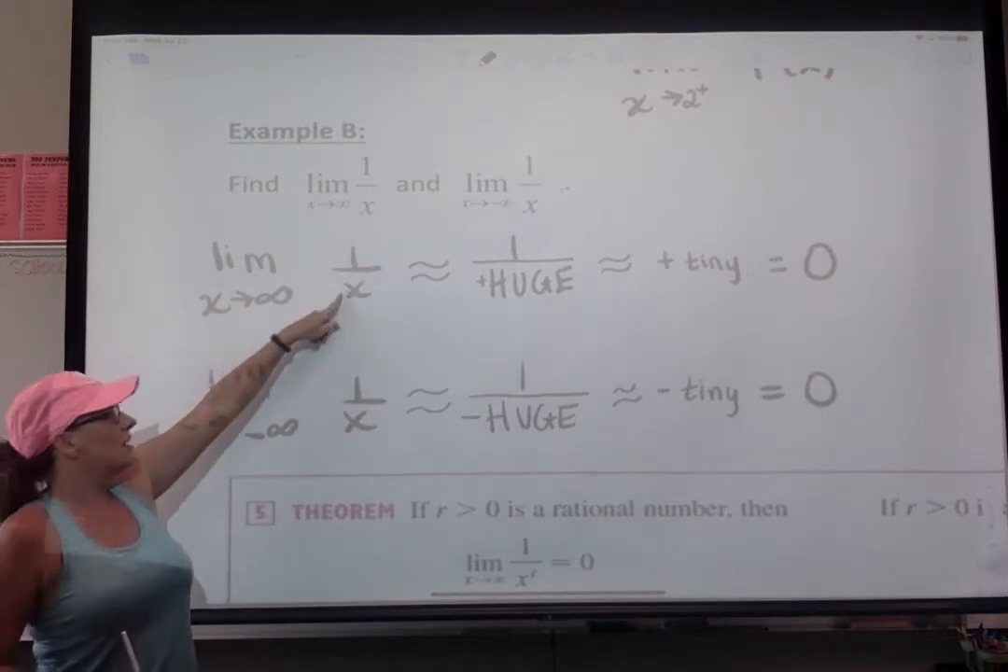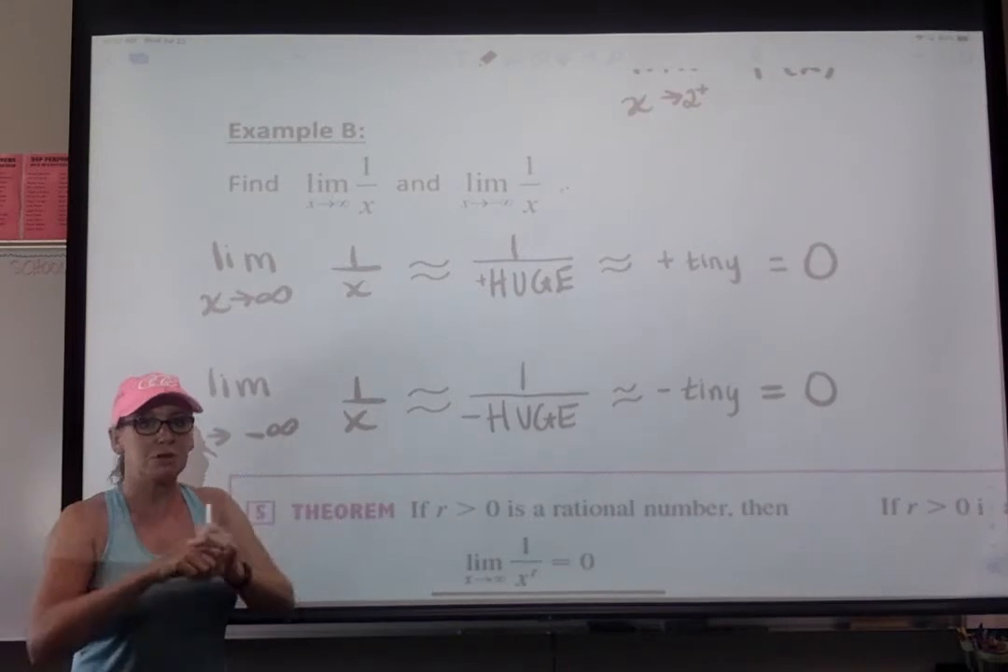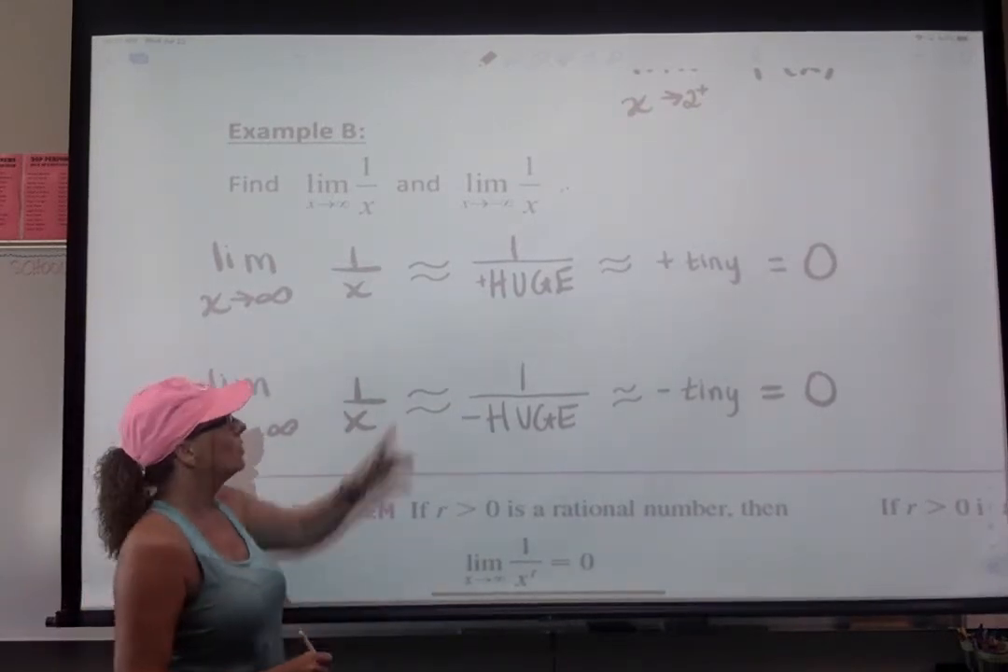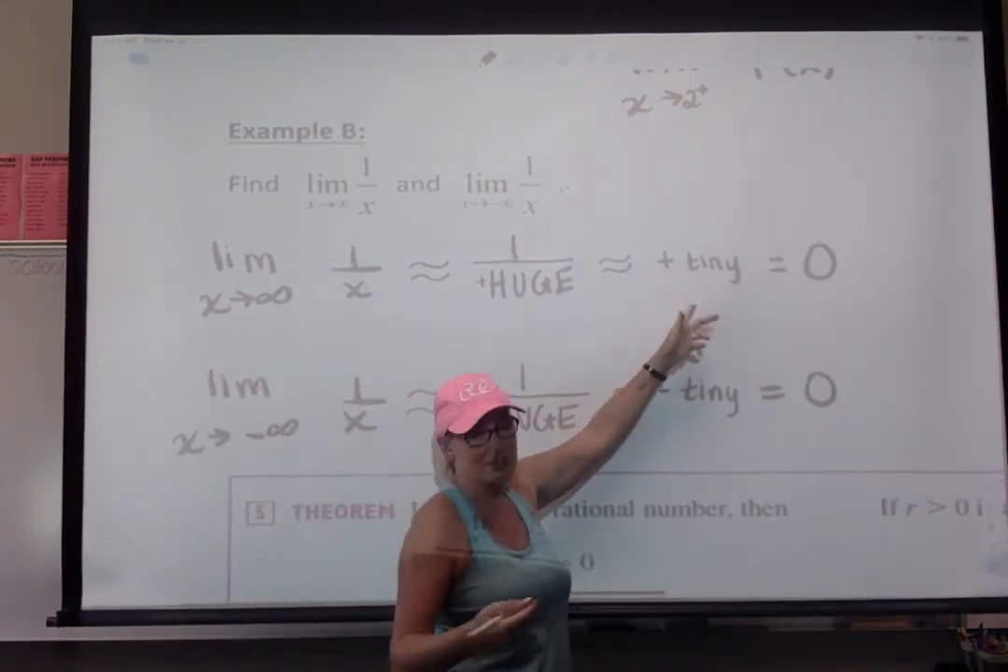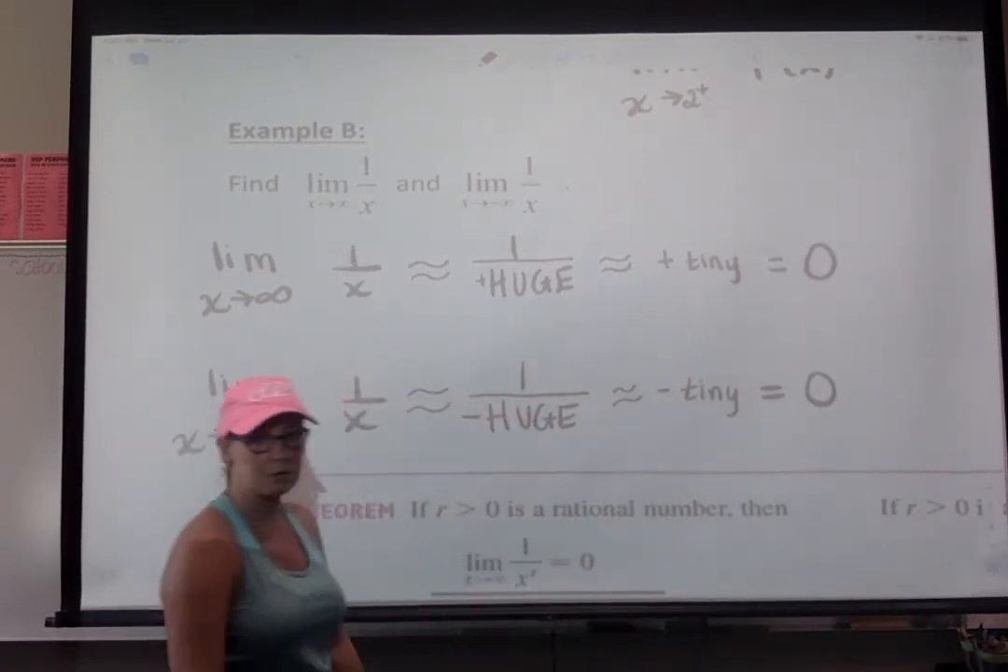So this is a concept that I need you to be able to think through really quickly. 1 over a huge number, where is it headed? It's headed towards zero. 1 over a negative huge, where is it headed? It's headed towards zero. We're going to be doing that a lot.